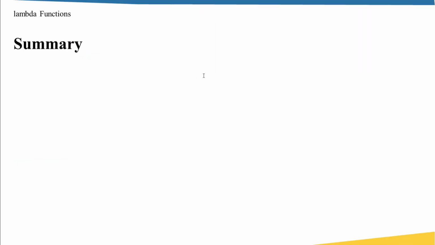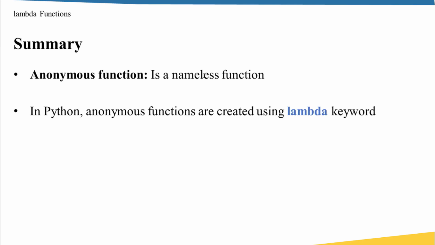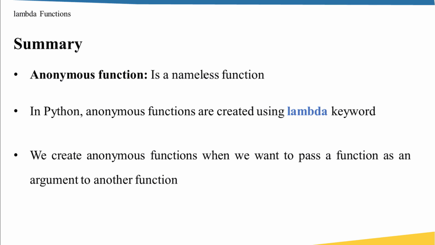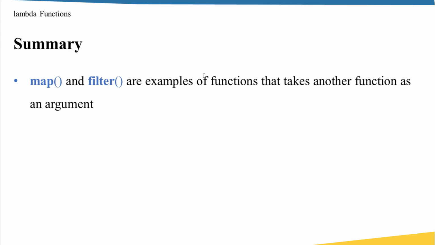Now let's recap what we have learned in this lecture. First of all, an anonymous function has been defined as a nameless function. And we said if you want to define an anonymous function, you have to use the Lambda keyword in Python. And most often we define an anonymous function when we want to pass a function as an argument to another function. We saw together two functions which are map and filter. And these two functions are examples of functions that take another function as an argument, and that's all.